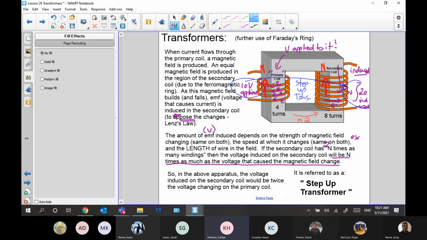Mr. Wood, I have a question. When you're talking about Lenz's law, if the voltage is applied the whole time, will the secondary charge always be induced?